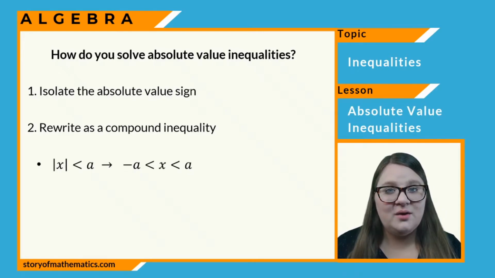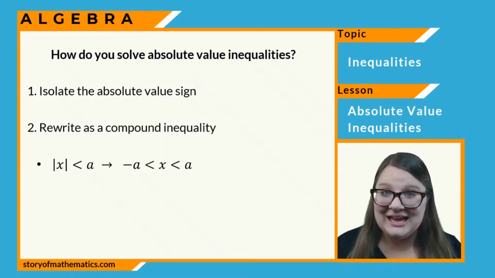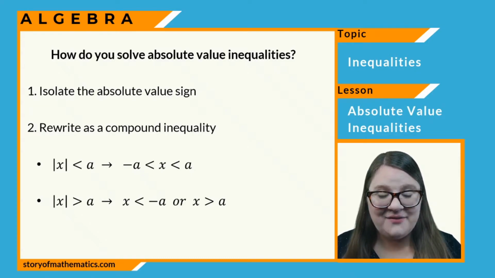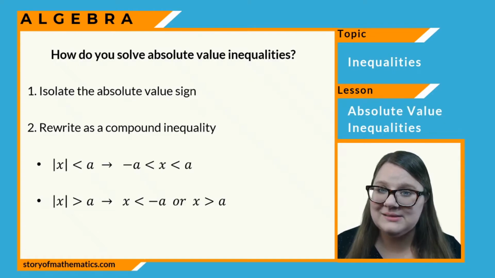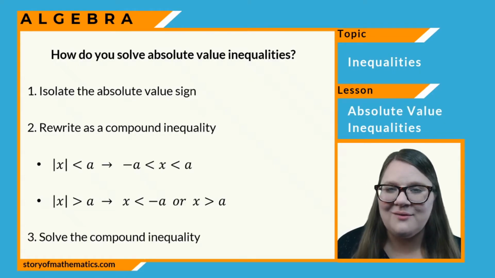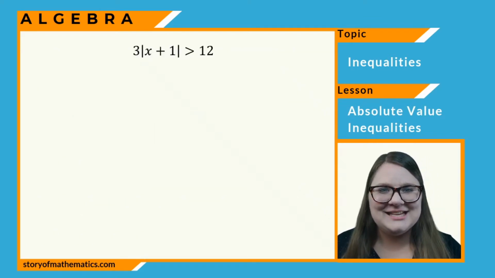If your original inequality was less than, you're going to be able to write negative a is less than x is less than a, which is an "and" compound inequality. If it was greater than, you're going to use an "or". So x is less than negative a, or x is greater than positive a. In either case, you will then solve the compound inequality you have written. Let's take a look at this example.